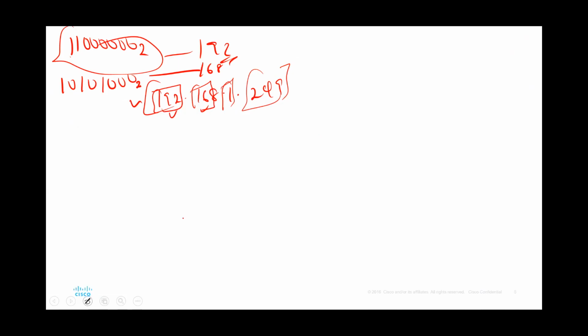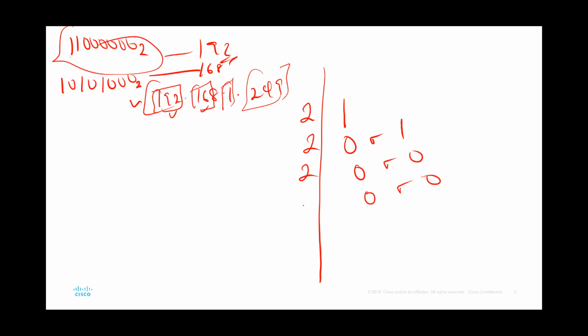Let's pick another one, which is 1. The next number there is 1. How does the computer see 1? Same thing we did, guys. 2 in 1, 0, remainder 1. 2 in 0, 0, remainder 0. 2 in 0, 0, remainder 0, and so on.